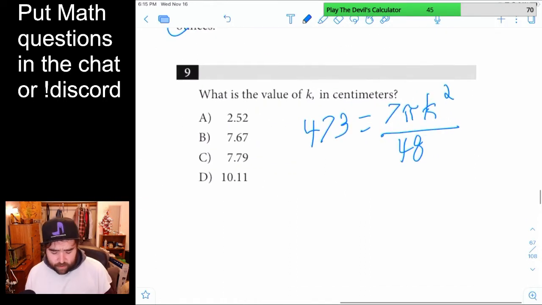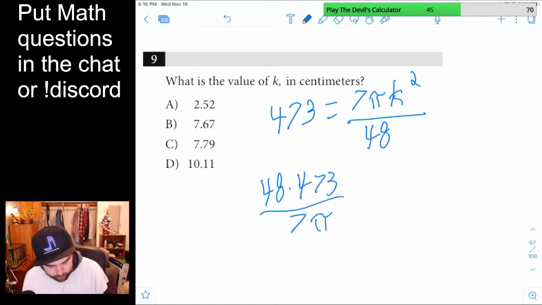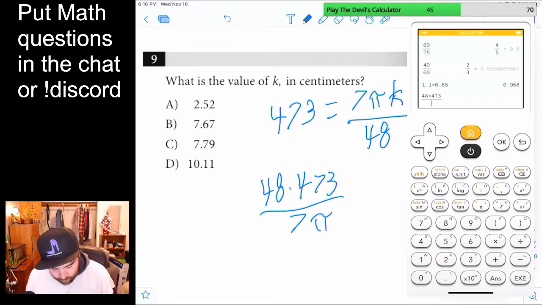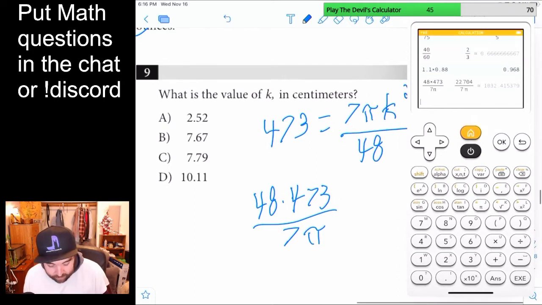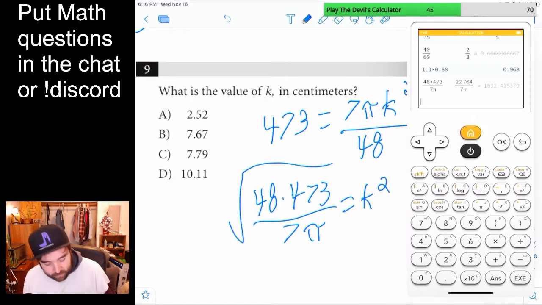And this is definitely a calculator problem. So we're not going to try to think too much. We're just going to multiply by 48 and then divide by 7 pi. And then we'll just whip out the calculator and do it. We could simplify the 48 and the 7, but if we're doing it in the calculator, there's no need, really. Just divide it by 7 pi. And that's not our answer. Let's not make that mistake. Luckily, they were kind and didn't even put that as an option, because that equals k squared. So then we have to square root that. Square root the answer.